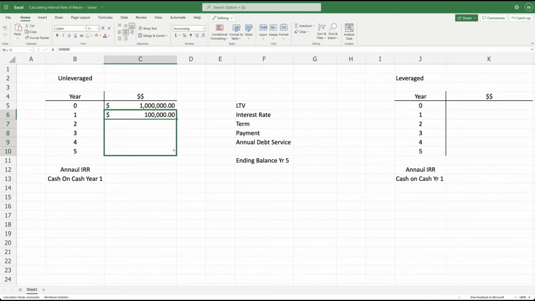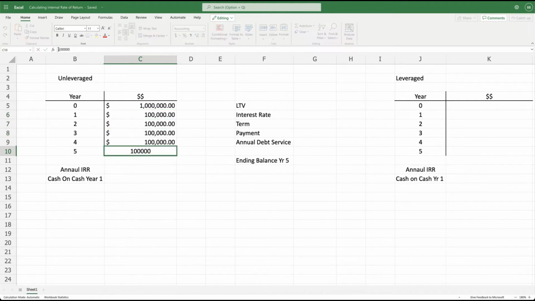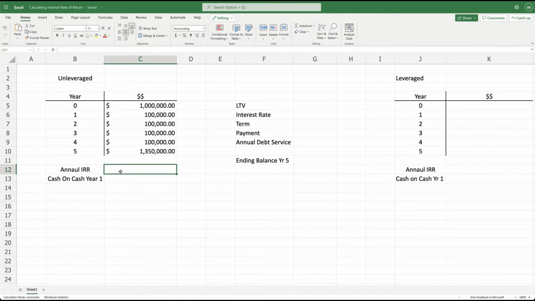And then let's say at the end of year 5, you're going to sell it for a profit. And so you're not just going to make that $100,000, you're going to sell it for another $1.25 million. So at the end of year 5, you're going to make $1,350,000.